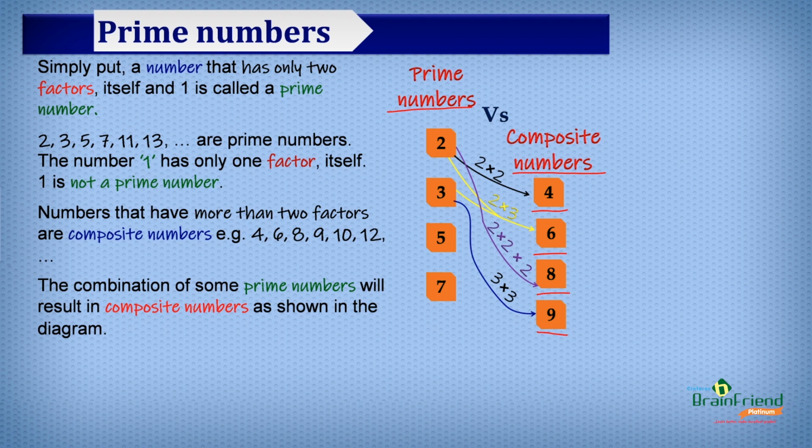It is also important for you to note that composite numbers can be formed by combining 2 or more prime numbers. For example, the composite number 4 is a combination of 2 and 2. So 2 multiplied by 2 gives us 4. And the composite number 6 is a combination of 2 and 3. For the composite number 8, we multiply 2 by 2 by 2. And then for 9, we can multiply 3 and 3 to give us 9 as a composite number.